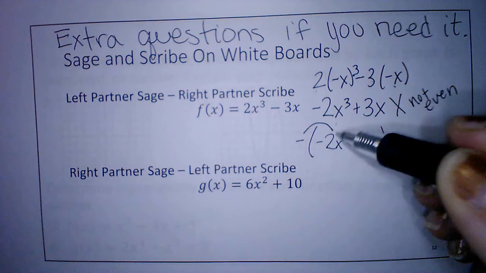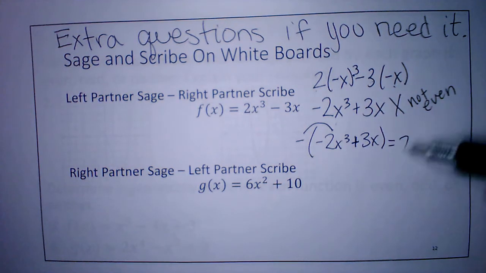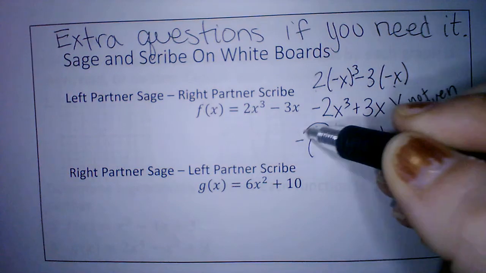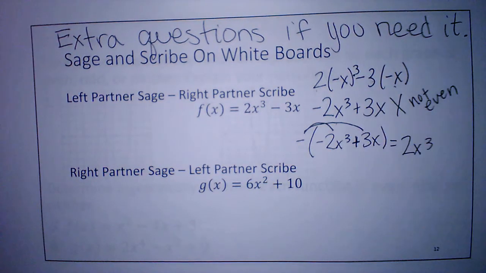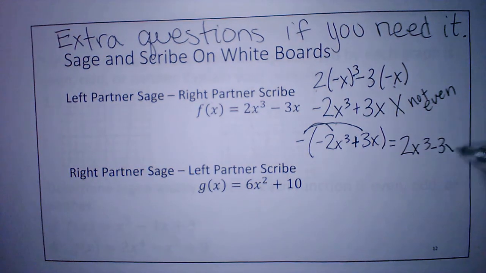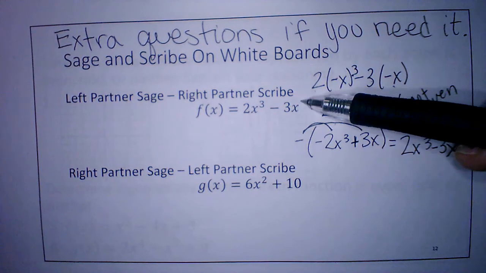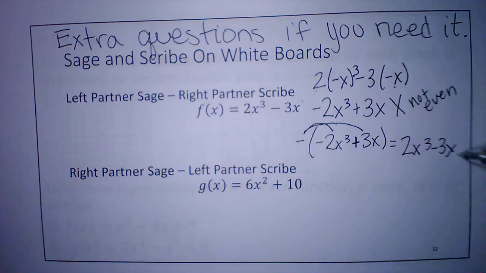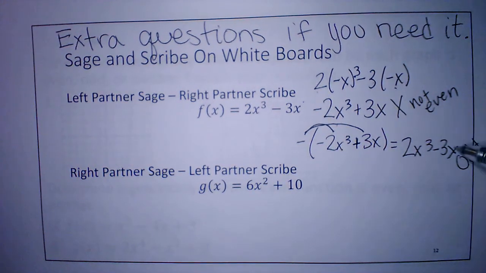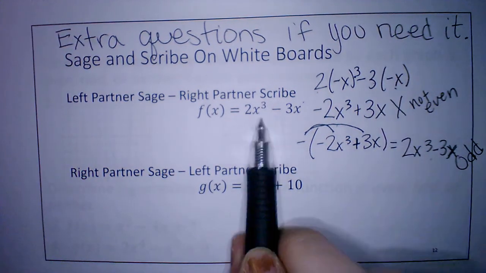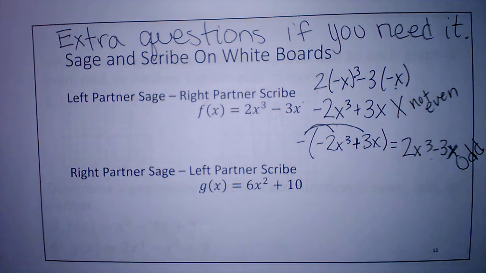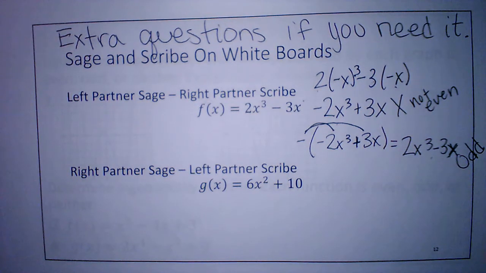So a negative times a negative, we'll get that as a positive 2. A negative times a positive will get us a negative 3x. And we're asking, is this the same as our original? Yes, it is. So this is odd. Because this matched our original, this is odd. Okay, that was the first example that we saw of a function that was odd.